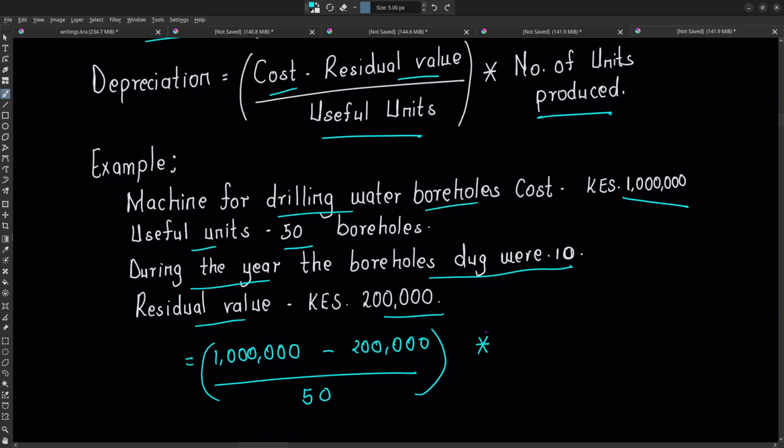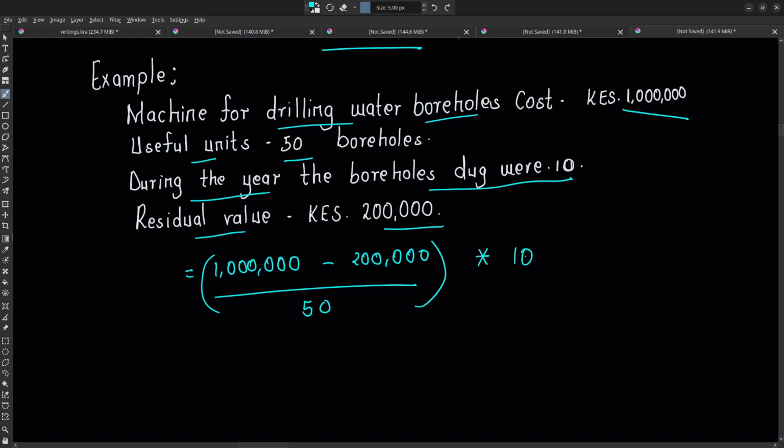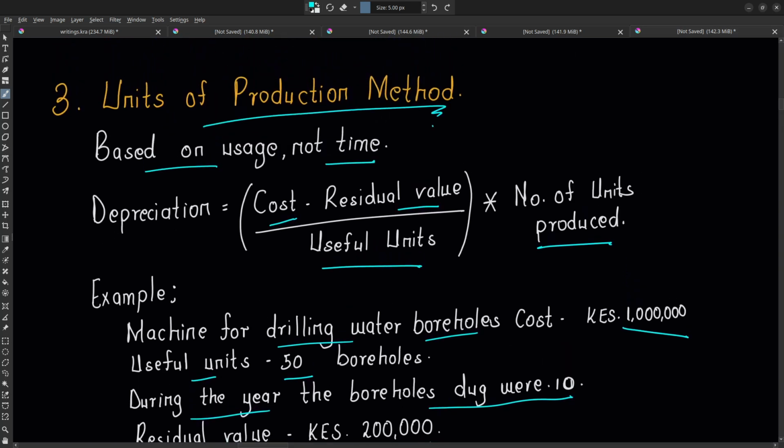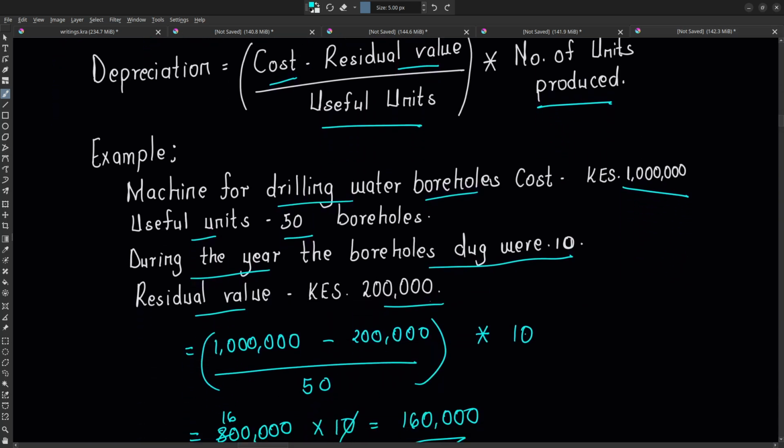For example, if this was the year 2025 and we dug 10 boreholes, then this will be our depreciation expense for that period, which will be 800,000 over 50 times 10. So 10, then 5, we get 16. So we are going to have a depreciation expense of 160,000. This one is based on the number of units and not time.